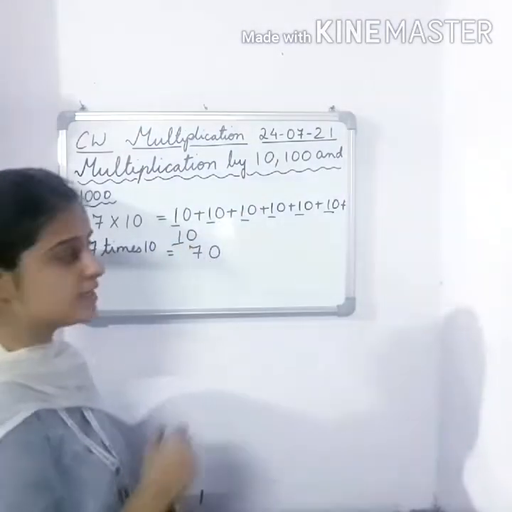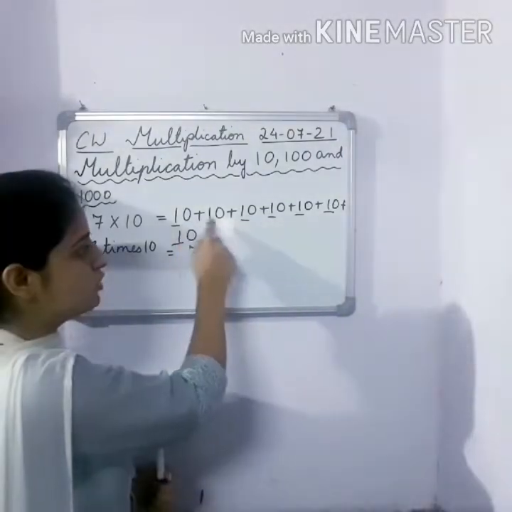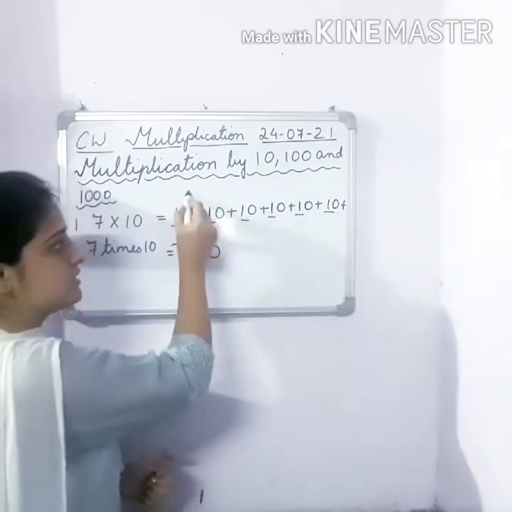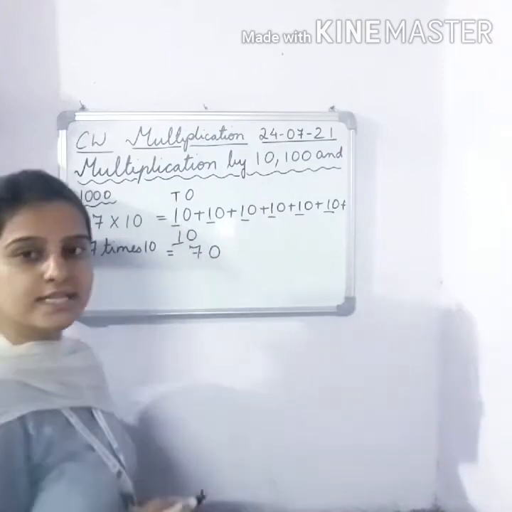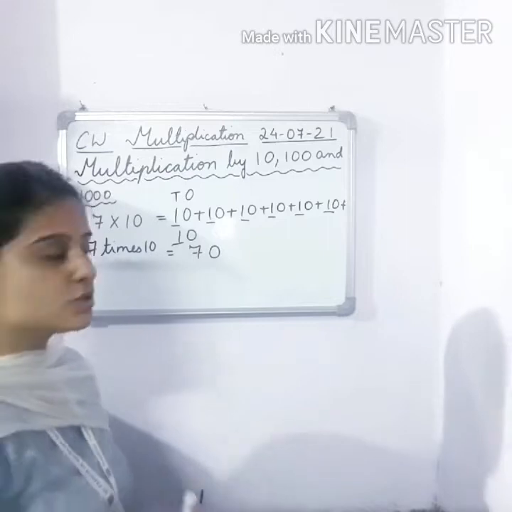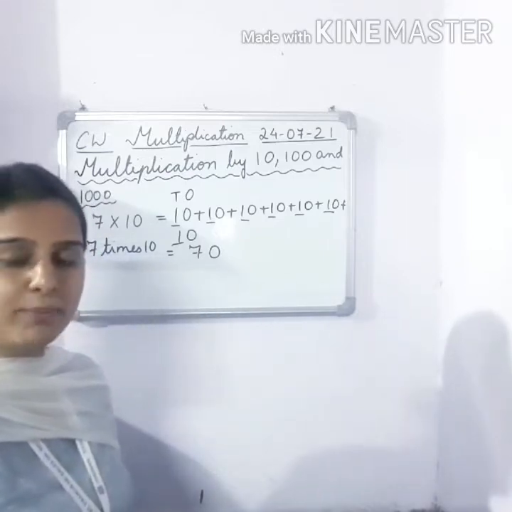We have written 7 in the tens place, as 1 is in which place? Tens place, right? So we have written 7 in the tens place and we have put 0. 0 is in which place? Ones place, right? So you can say that 7 is followed by 0. So what number do we get here? 70. Did you get my point, children?